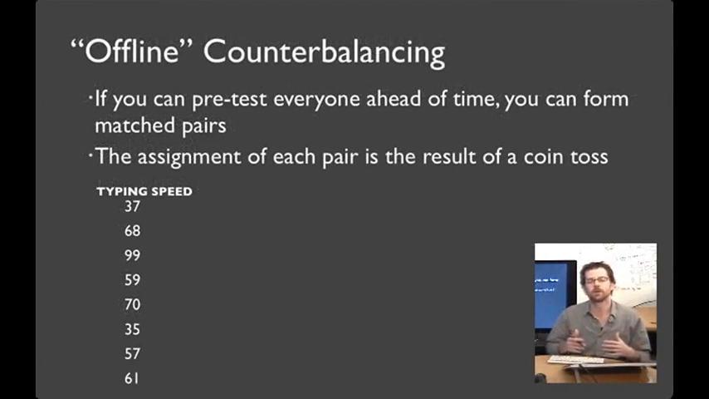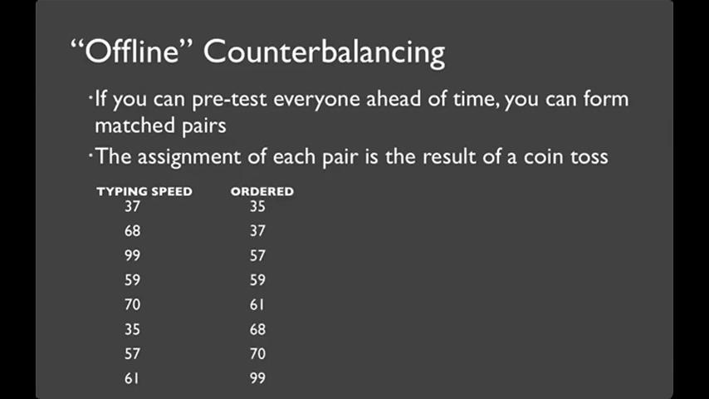If you can pre-test everyone ahead of time, one slick thing that you can do is form matched pairs. So say we get the typing speeds that we see here, and after ordering they look like this. We can group them into pairs, and then for each pair we can conceptually flip a coin about which of them is going to land in which of the two conditions.